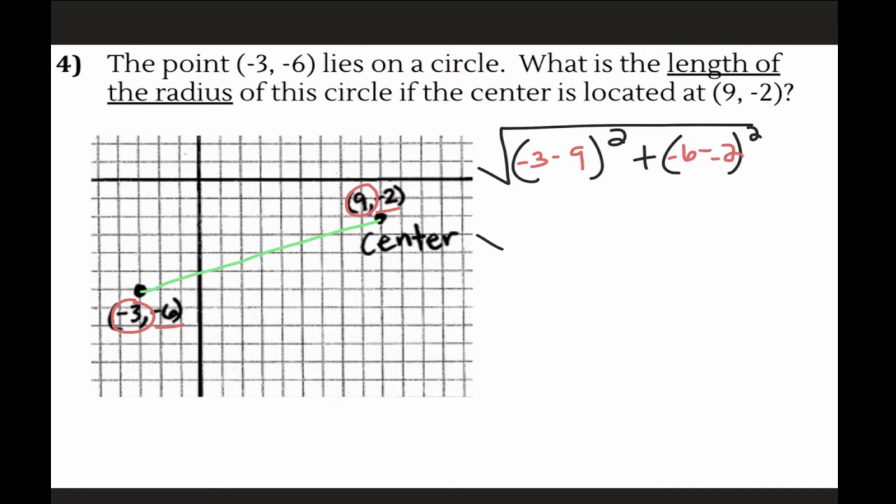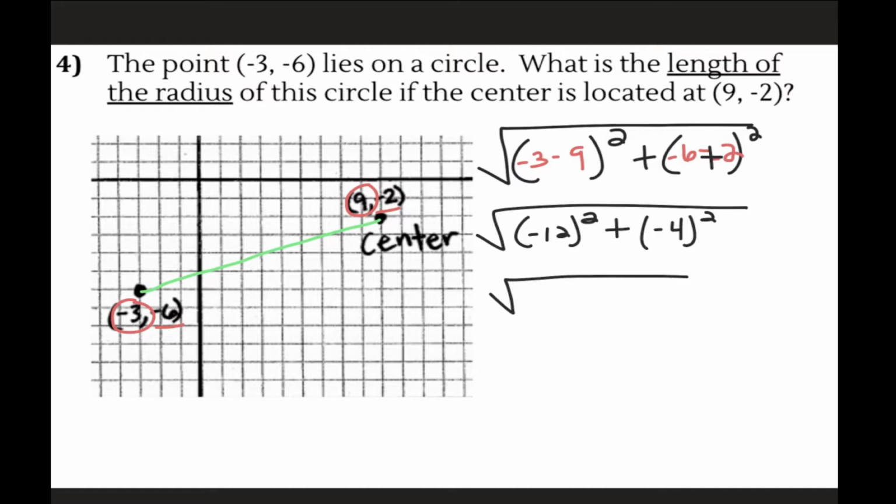Okay, let's go ahead and simplify inside that radical sign. So -3 minus 9 is going to give me -12, plus -6 take away a -2. Well, those two negatives turn into a positive. That's going to give me -4, and then I'll square that. Continuing to simplify, I hope you're staying with me. -12 raised to the second power, well, that's going to give me 144, plus -4 squared, that's going to give me 16. Continuing to simplify, 144 plus 16, that's going to give me 160.